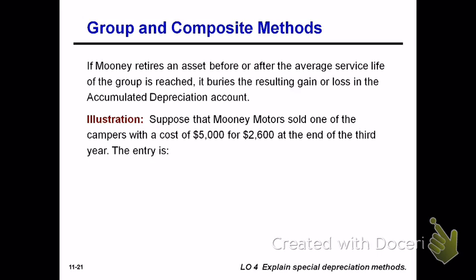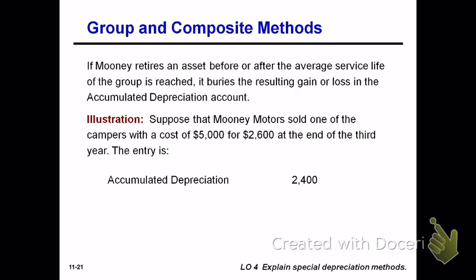So here's the other thing, when we're using group or composite, when we have to replace one of the assets. If the complex has 10 dishwashers and you have to replace one of them before it's reached the end of the useful economic life, we will record it such that there's no gain or loss shown. You don't want to show any gain or loss until you're disposing of all of the assets.